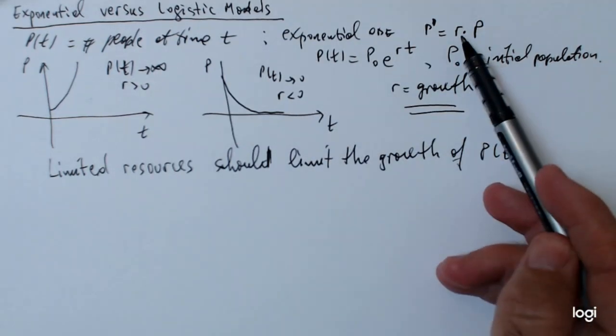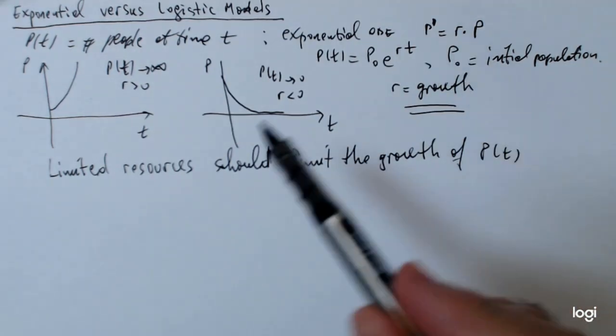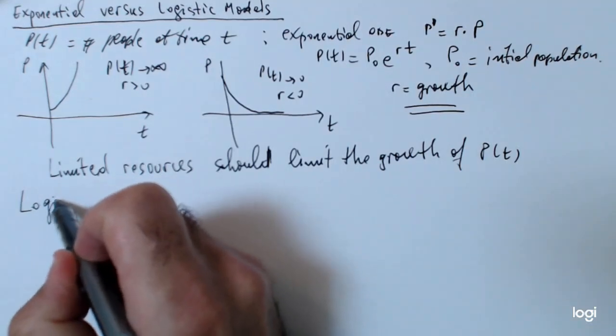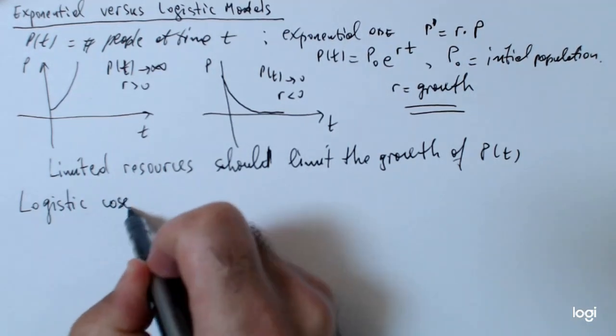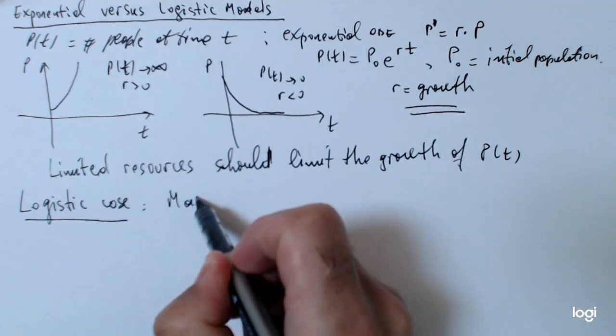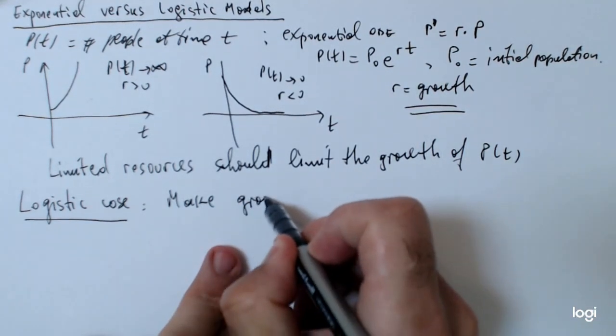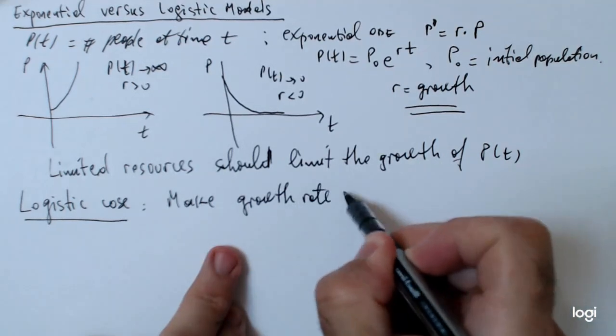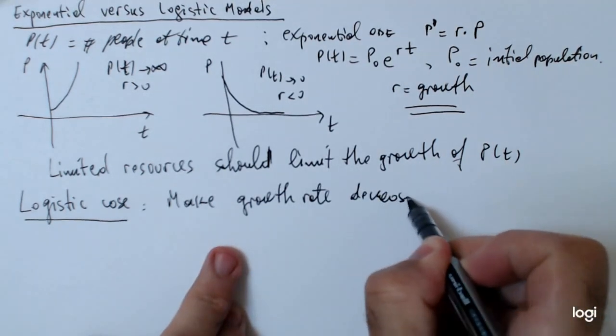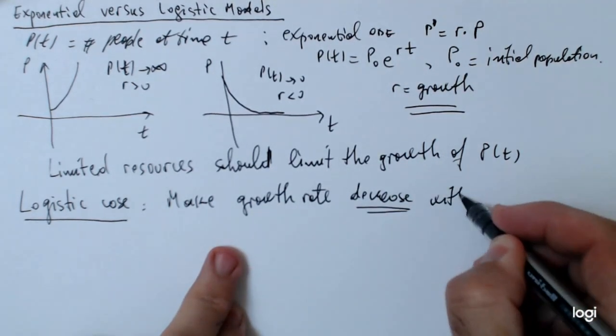So how do you do this mathematically? The easiest thing in the logistic case is to basically make the growth rate decrease with the population size. And by the way, that's not the only way to do it.